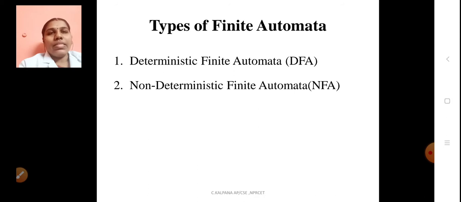Finite automata has a set of transitions and a set of states. It moves from one state to another state. For each and every input, it moves from left to right. It processes only one symbol at a time. So it can be represented by the transition diagram and transition table. Now we are going to see DFA, that is deterministic finite automata.